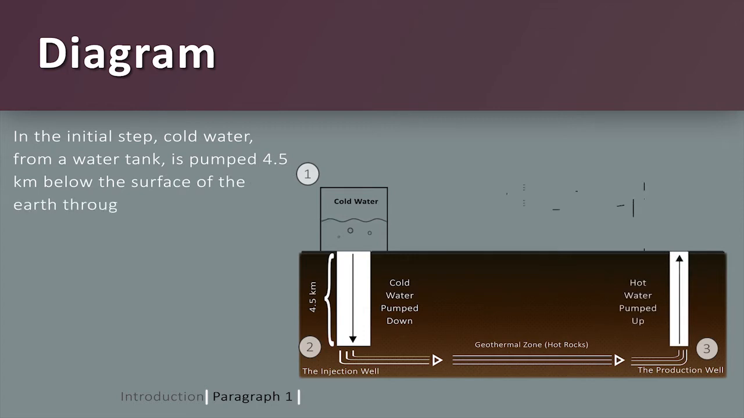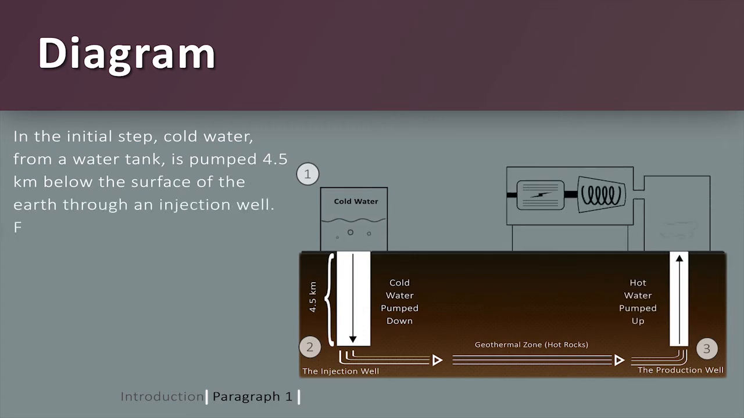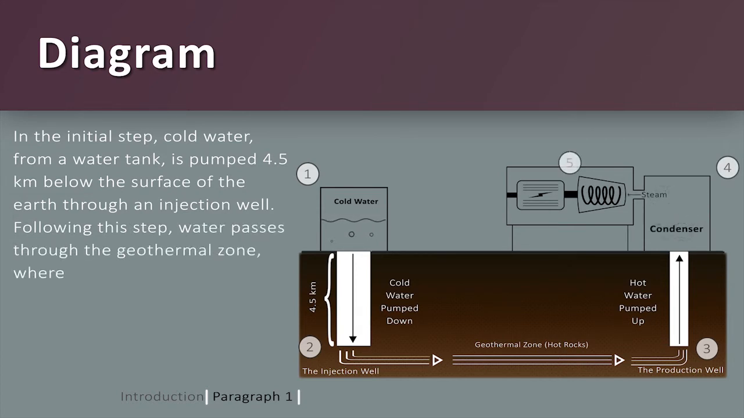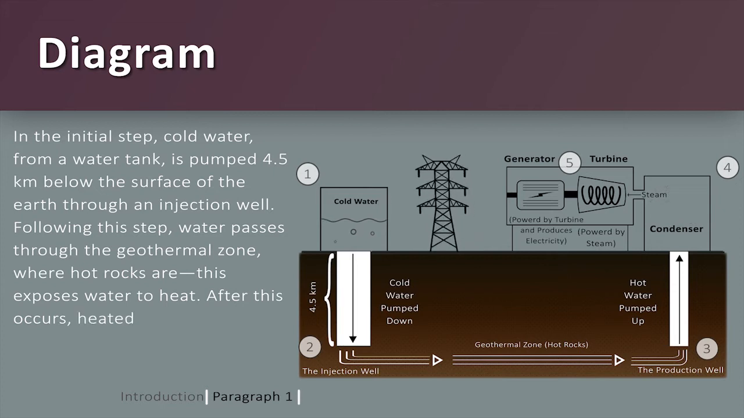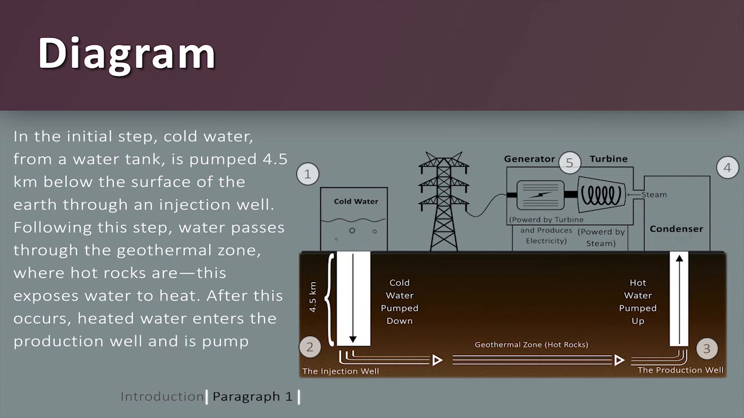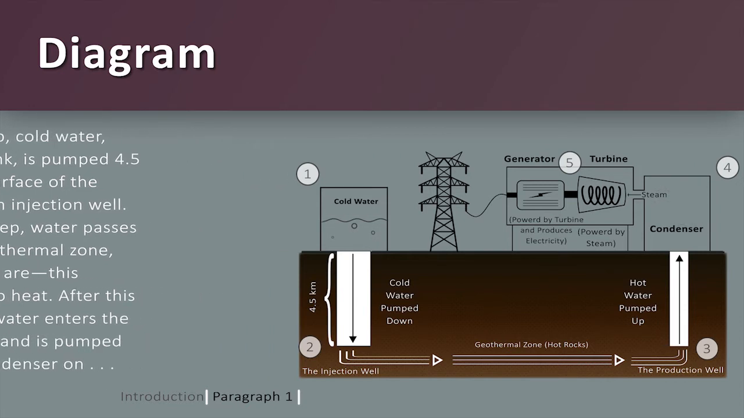In the initial step, cold water from a water tank is pumped 4.5 kilometers below the surface of the Earth through an injection well. Following this step, water passes through the geothermal zone where hot rocks are. This exposes water to heat. After this occurs, heated water enters the production well and is pumped back up to a condenser on the surface of the Earth.